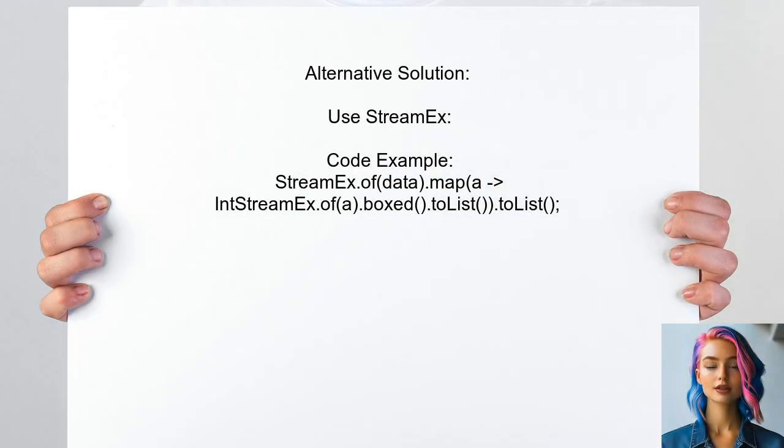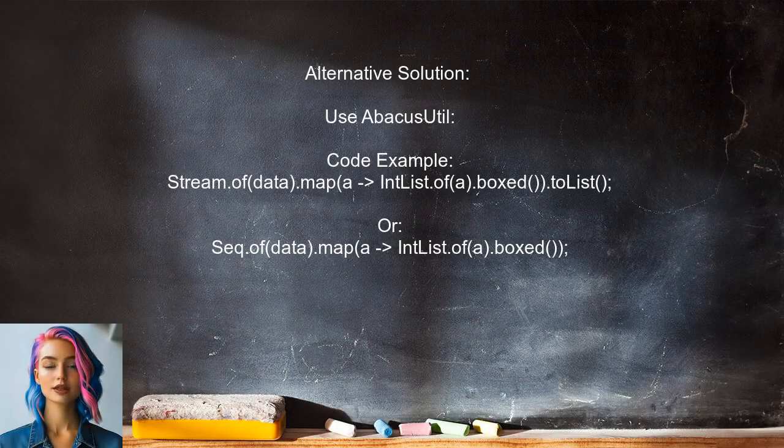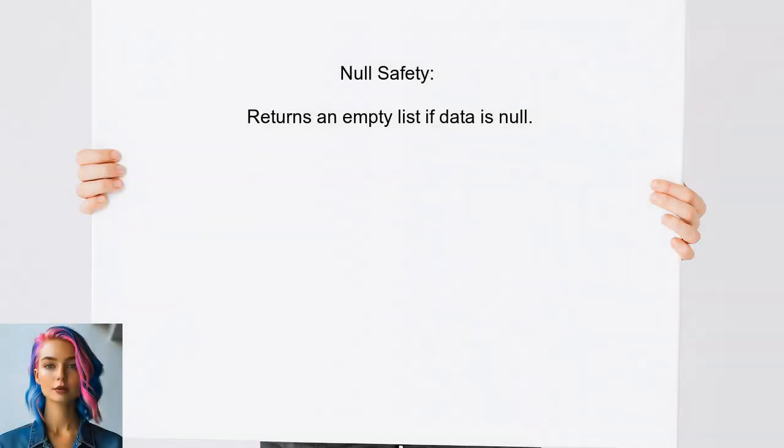One alternative solution is to use StreamEx. This method allows you to convert a 2D array to a 2D list by using the of method and mapping each inner array to a boxed list. Another option is to utilize abacus-util, which is simple and efficient. You can convert the 2D array to a 2D list with just a few lines of code. All these methods ensure null safety, returning an empty list if the data is null.